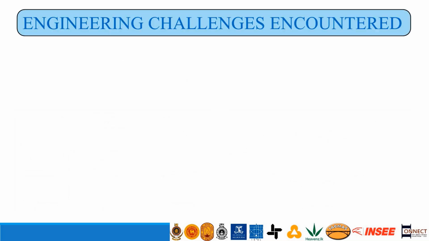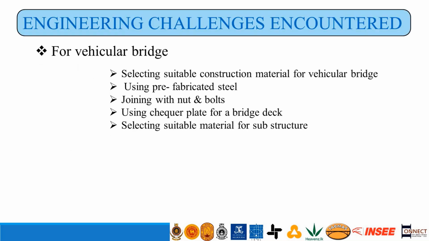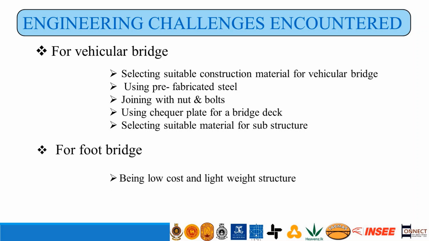I would like to tell you about problems we encountered while designing these two bridges. For the vehicular bridge: selecting suitable material for the substructure and superstructure, using prefabricated steel members, selecting joining methods, and preparing the bridge deck by using checker plate. And also for the footbridge, we always try to reduce the unit weight of the structure and the construction cost.